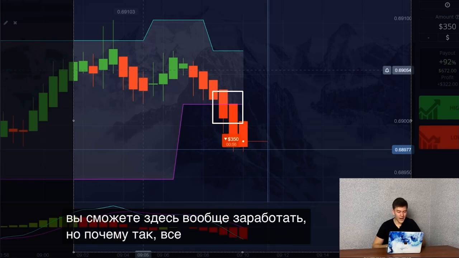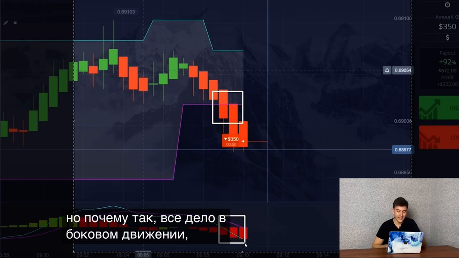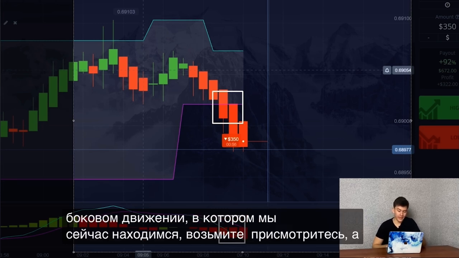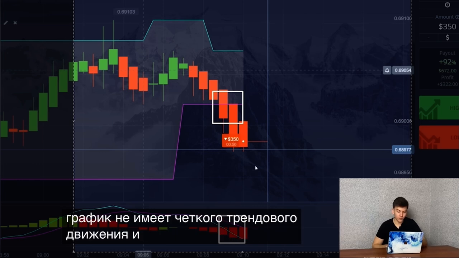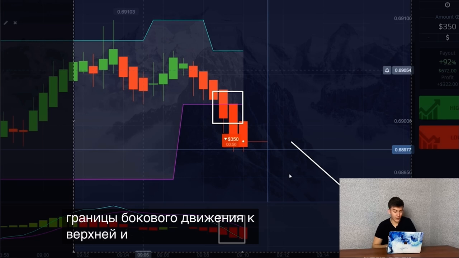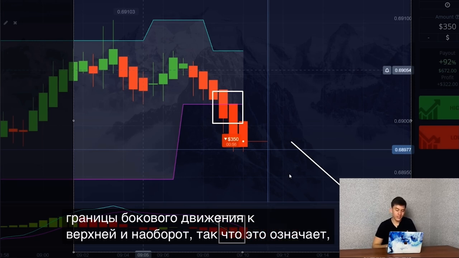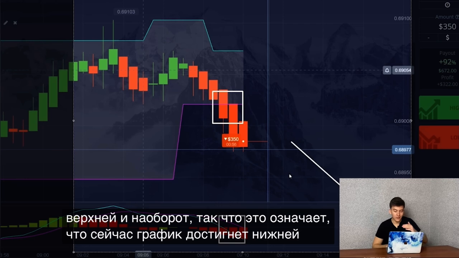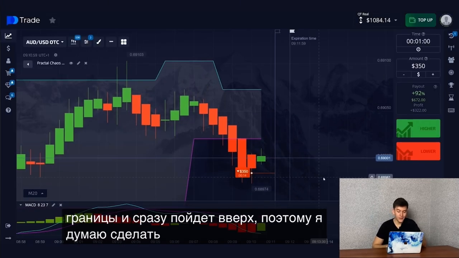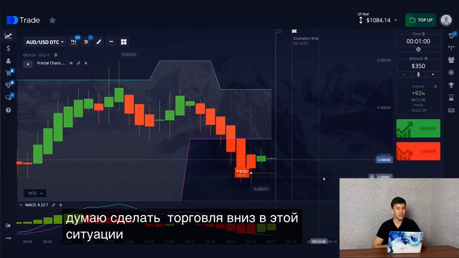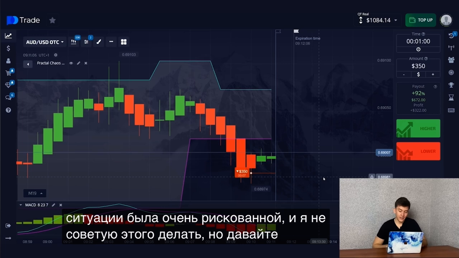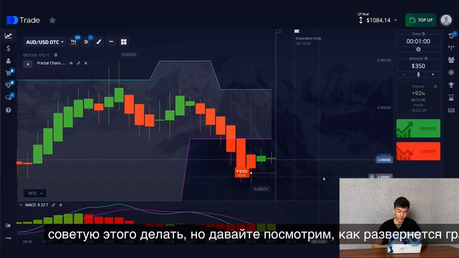But why is that? It's all about the sideways movement that we are in right now. Take a closer look, the chart does not have a clear trend movement and moves from the lower boundary of the sideways movement to the upper one and vice versa. So this means that the chart will now reach the lower boundary and immediately go up. So I think making a downward trade in this situation was super risky and I don't advise that. But let's see how the graph unfolds.